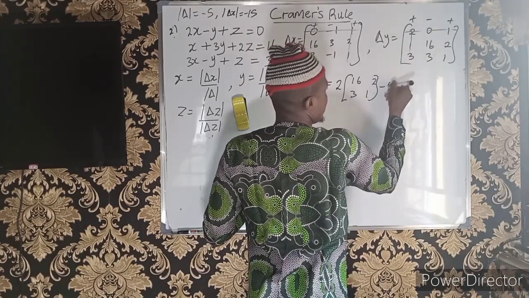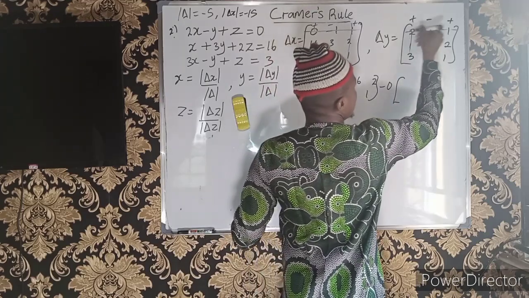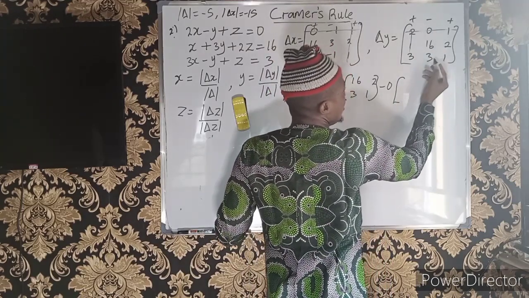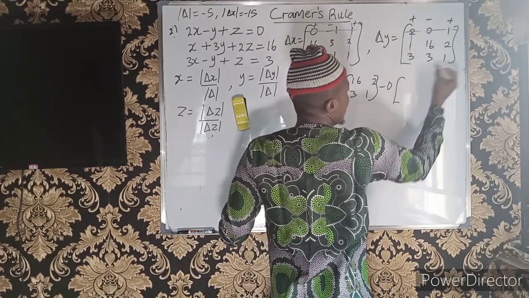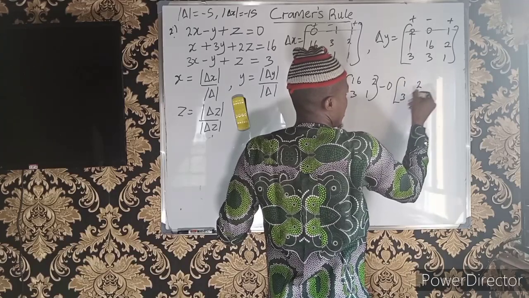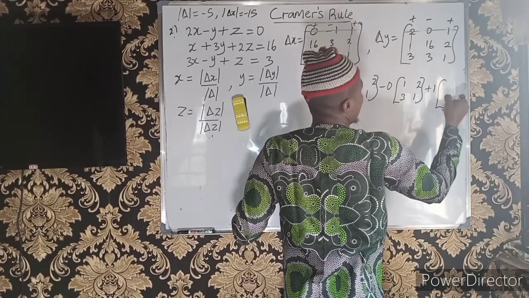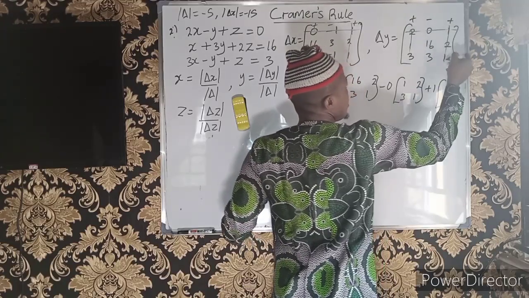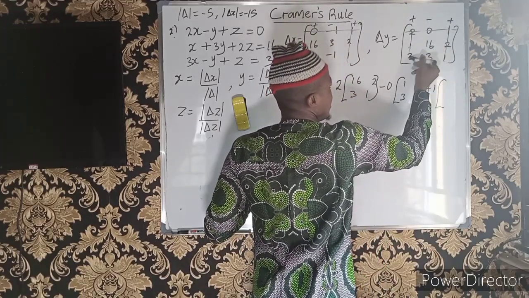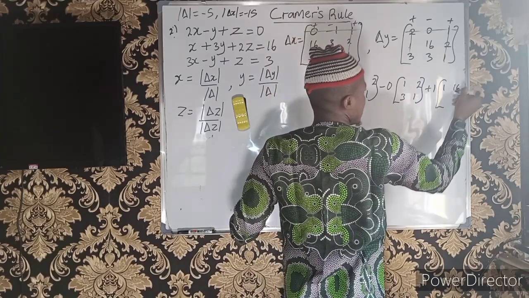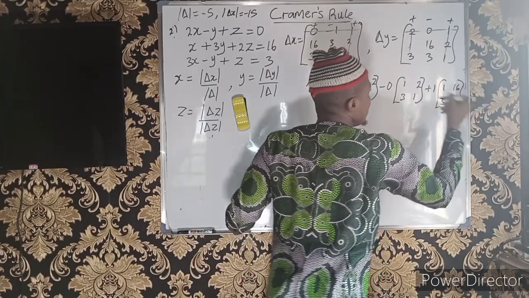Minus 0, into, delete the same row, the same column. I'll have 1, 2, 3, 1. Plus 1, I'll delete the same row and the same column. I'll have 1, 16, 3, and 3.